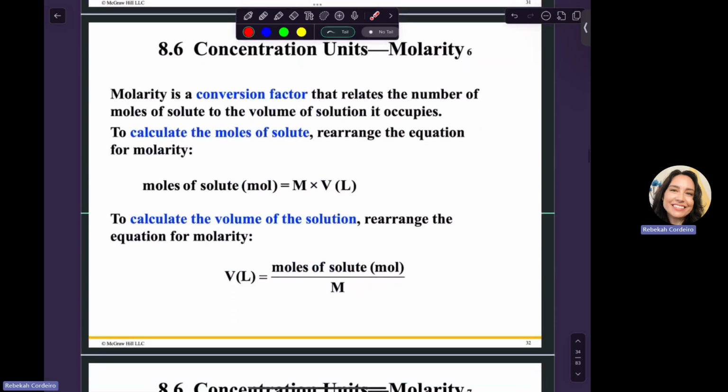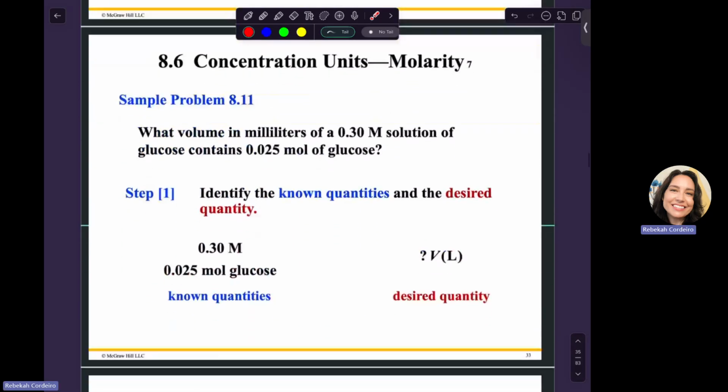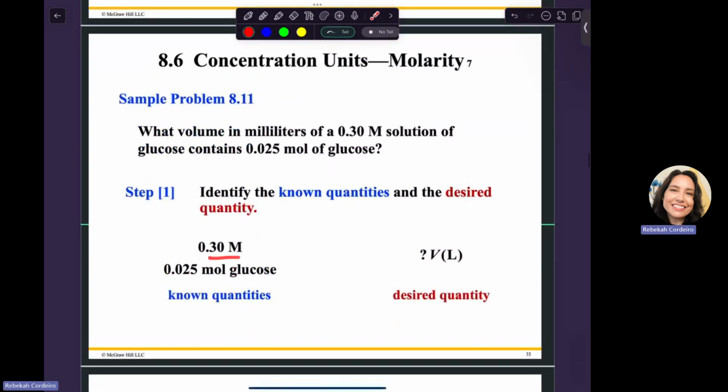So molarity is also a conversion factor. It's moles per liter. And so we can think about it algebraically. If you want to do it algebraically, you can, but it's probably better for you to think about it as a conversion factor. So moles per liter. If I give you the molarity and I ask you for volume in milliliters and I give you moles, think about how we can use the molarity as a conversion factor.